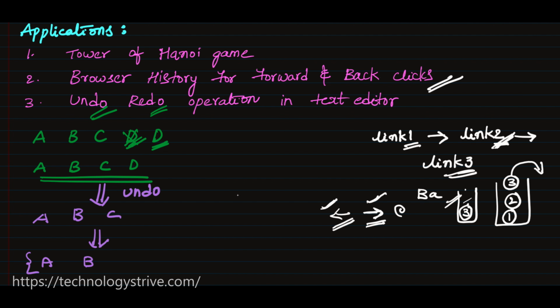So now, for example, I'll do the redo operation. Then C has to be added here. And again, I do the redo operation. Then the next letter has to be added back here.